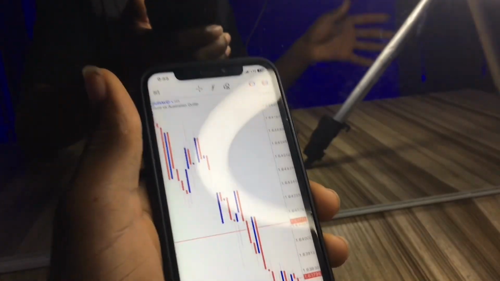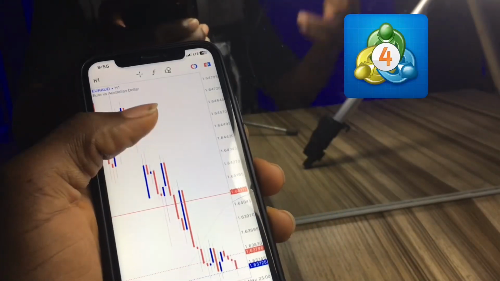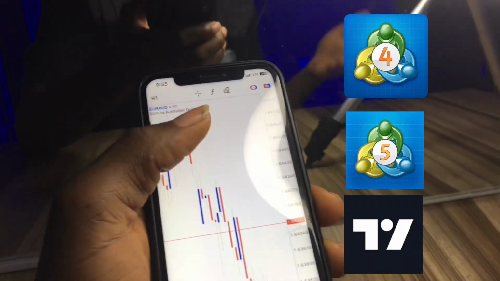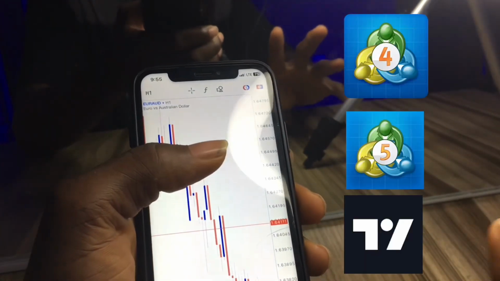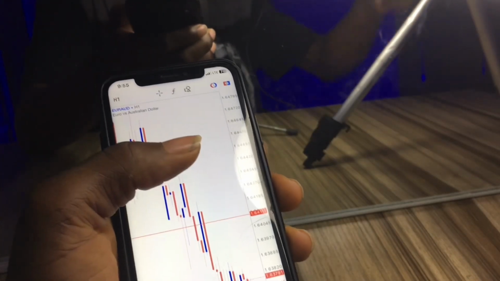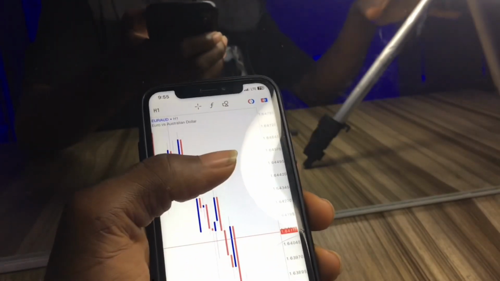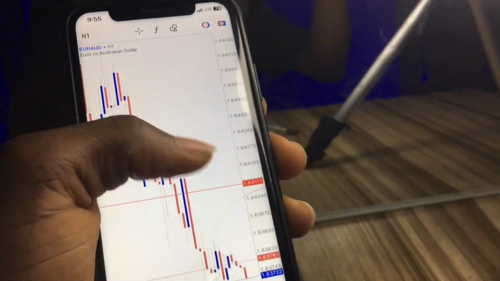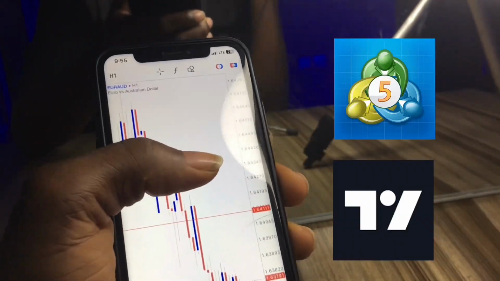Now, there are three major trading platforms. There is MetaTrader 4, there's MetaTrader 5, and there's TradingView. Now, out of these three, I want you to throw away MT4 into the trash can. Throw it, flush it, all of them. That's the garbage. Now, the one I want you to focus on is MetaTrader 5 and TradingView.